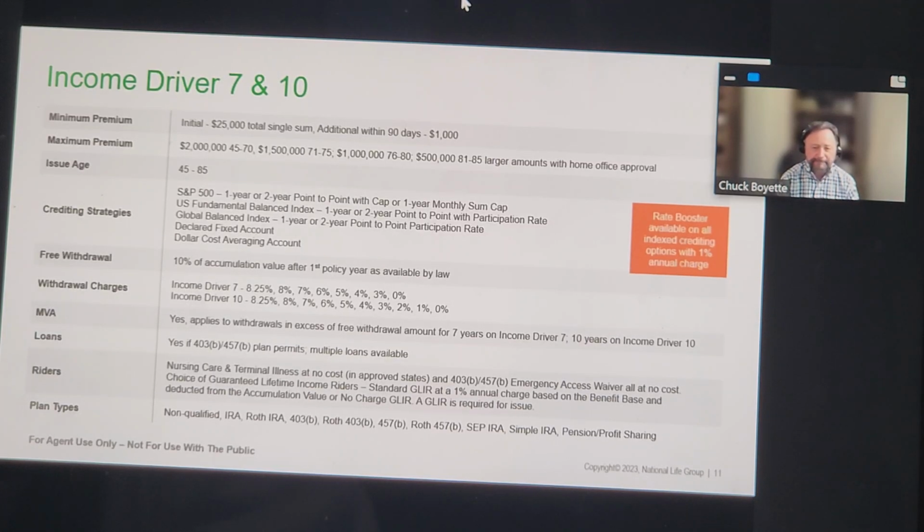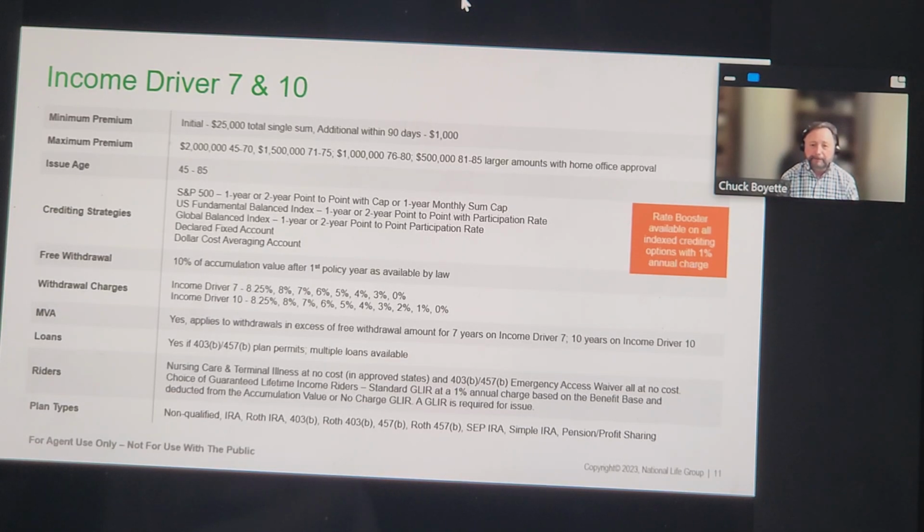Again, a 10% free out after the first policy year. And you can see the withdrawal charges there. Market value adjustments will apply to a surrender. And the riders with the nursing care and the terminal illness, the riders are available at no cost. Loans are also available in the 403(b) and 457 plans.